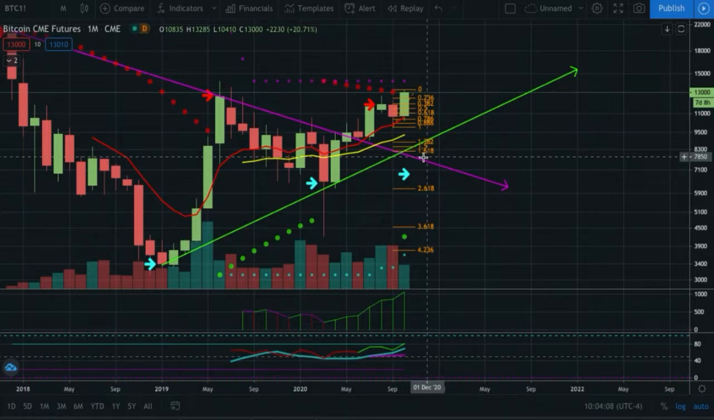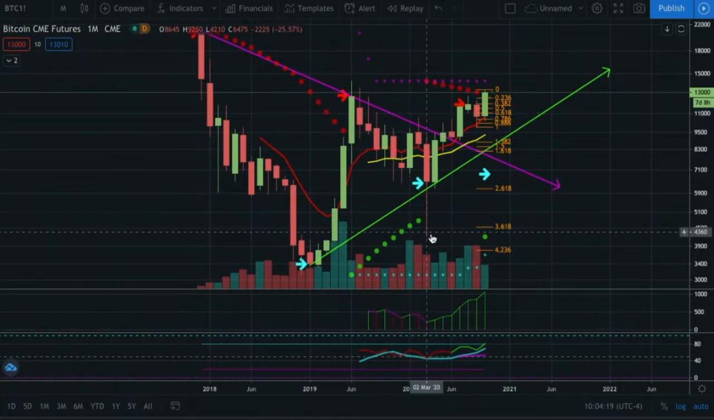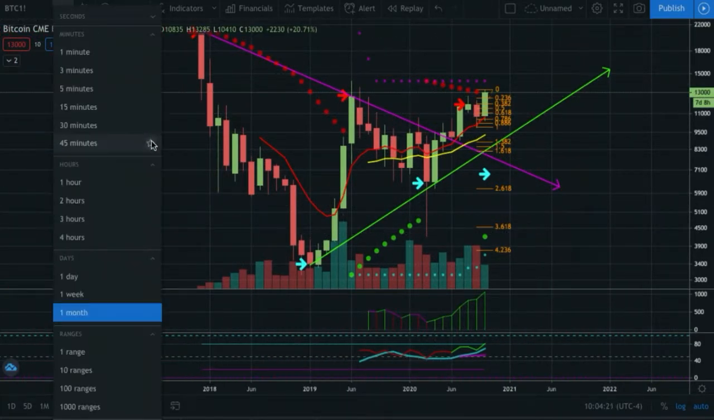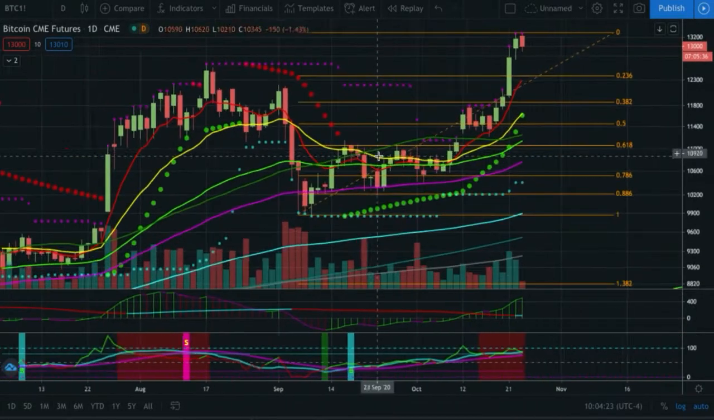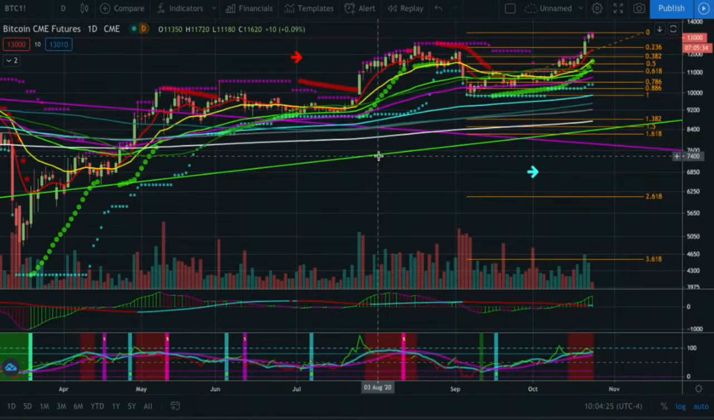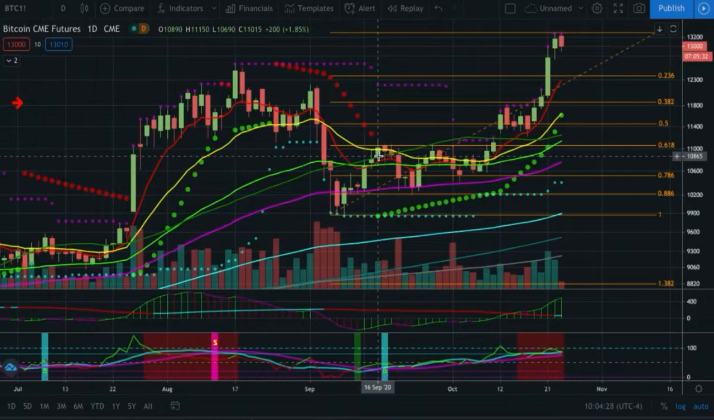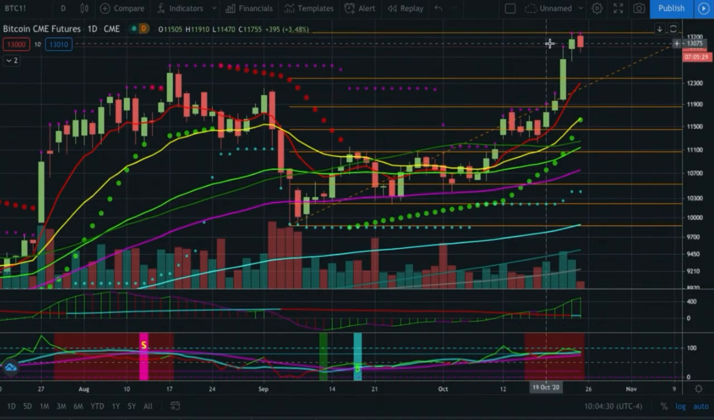Obviously, we have a little time till the monthly closes, another week or so, but the weekly closes today on the CMEs, rather. So it's very important that we pay attention to that, as it does potentially signal the beginning of a trend change, or at least a potentially sustainable move to the upside. But we do want to pay very close attention to that.